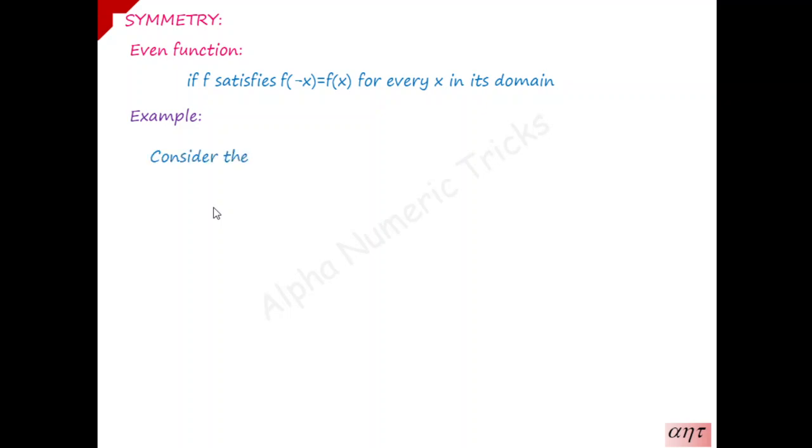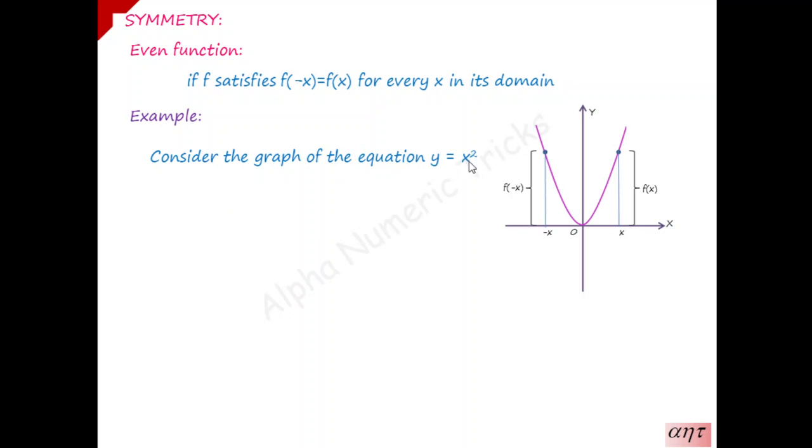For example, consider the graph of the equation y is equal to x squared. What is y equal to x squared? It is a parabola, and this is the graph of the parabola. On both sides it is symmetric, at equal distance from the y-axis. This curve is equidistant from 0 to x, here x and minus x. When we draw the line here, it is equidistant from the origin. That's why it is an even function. We can say that it is symmetric about the y-axis.